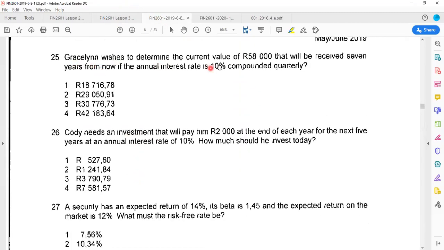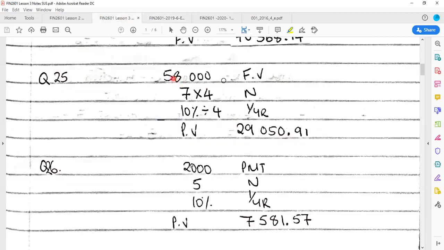Question 25. Gracelyn wishes to determine the current value of 58,000 that will be received 7 years from now if the annual interest rate is 10% compounded quarterly. So 58,000 is future value, 7 by 4 is N, 10 divided by 4 is interest, PV, we get the following answer. Don't worry about the negative.